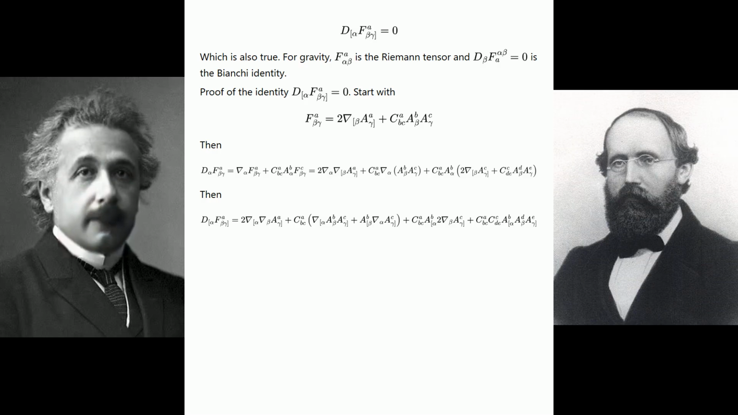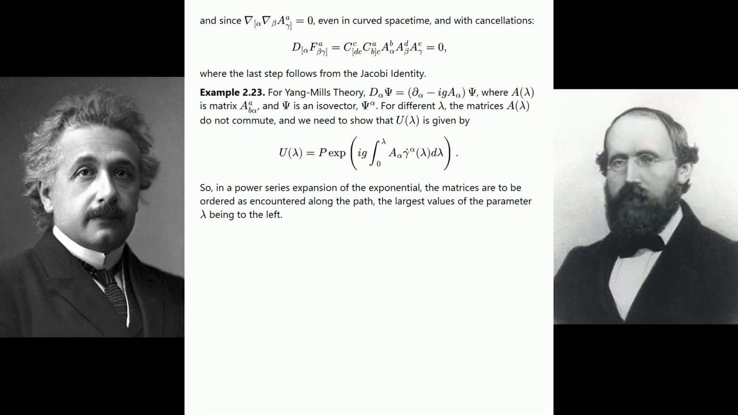Proof of the identity d sub alpha f sub beta gamma to the a equals 0. Start with, see the equation shown. Then see the equations shown. Then see the next equation. And since gradient sub alpha gradient sub beta a sub gamma to the a equals 0, even in curved spacetime, and with cancellations, see the equation shown, where the last step follows from the Jacobi identity.